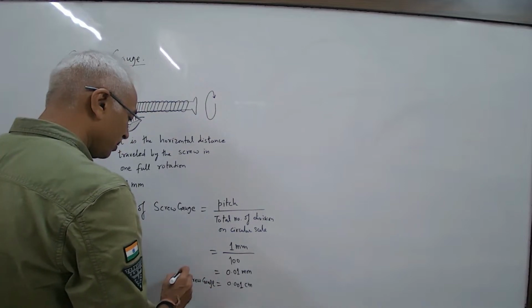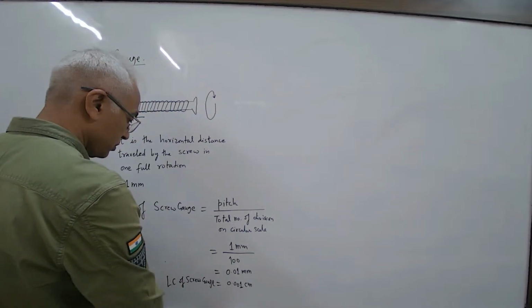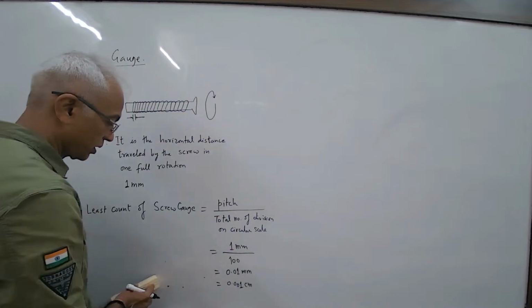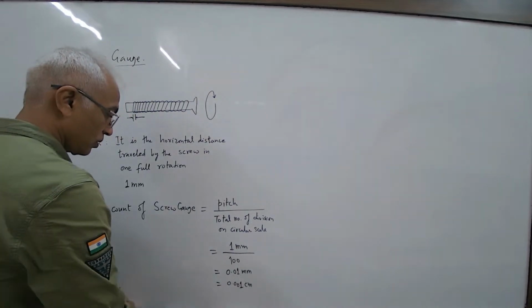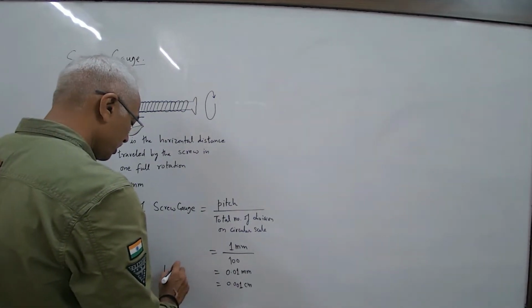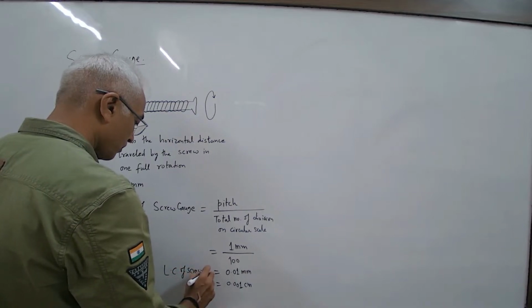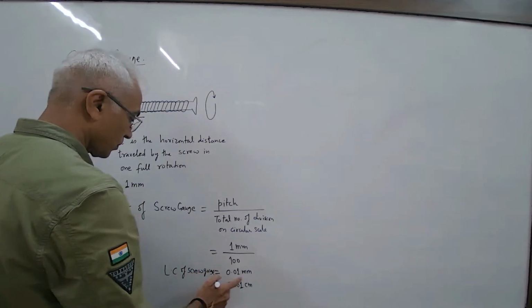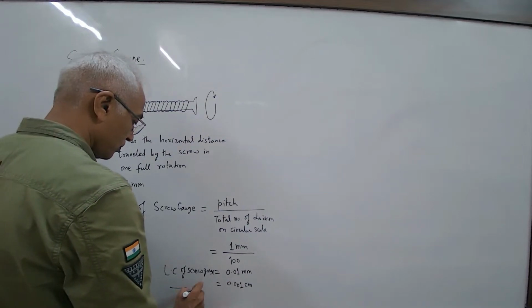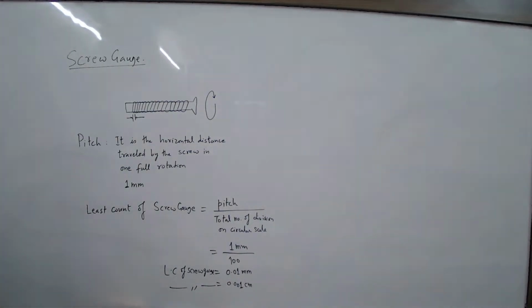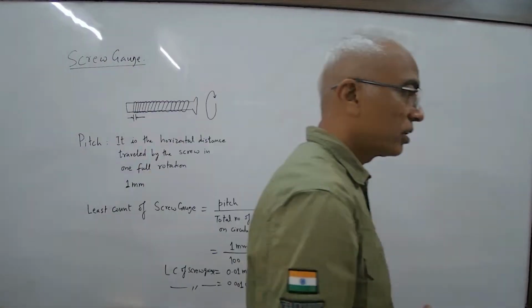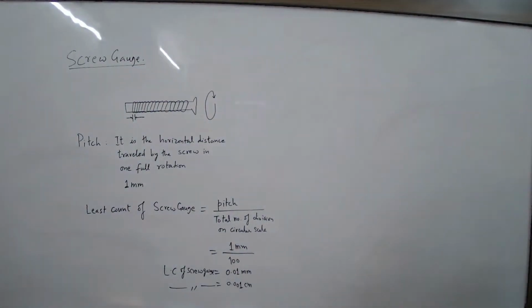मतलब मिलीमीटर में चाहिए तो भी ये हो जाएगा. इसको ऊपर लिखना चाहिए. मिलीमीटर में कितना है LC of screw gauge? This much. ठीक है, तो ये लिख लो पहले. तो कोई भी इंस्ट्रूमेंट को मेजर करने से पहले हमको क्या चाहिए? उसका लीस्ट काउंट चाहिए. तो स्क्रू गेज का लीस्ट काउंट ऐसे निकालते हैं.